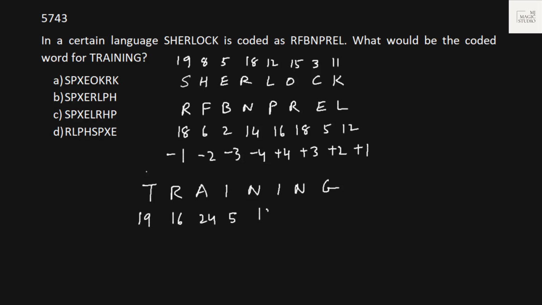N 14 plus 4 is 18, I 9 plus 3 is 12, N 14 plus 2 is 16, and G is 7, 7 plus 1 is 8. So we have 19 is S, 16 is P, 24 is X, 5 is E, 18 is R, 12 is L, 16 is P, 8 would be H. S, P, X, E, R, L, P, H. Option B is the fit. You can start eliminating options also and can find it in no time. I'm trying to show the entire process.